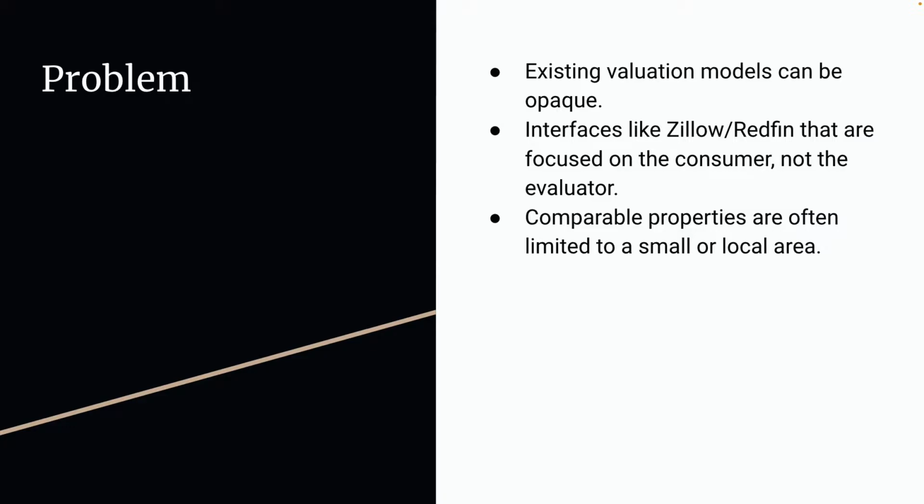And you may have been on Zillow or Redfin and seen something called a Zestimate or an estimated property value. But the problem with that is that they can be very opaque, and you're not really sure what the factors are that go into that. The interfaces are also very focused on discovery rather than valuation. And comparable properties are often limited to a smaller local area based on the agent, if you're working with one when you're selling your home.